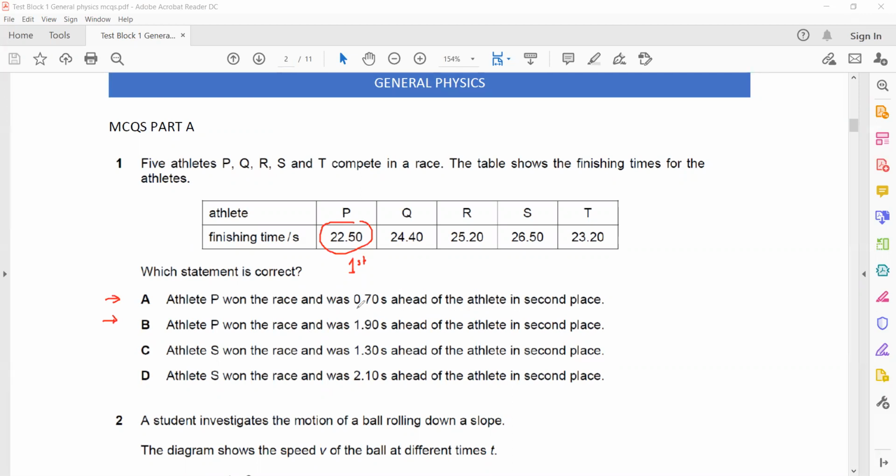Then A or B. Option A says he was 0.7 seconds ahead of the athlete in second place. So first you have to find which athlete finished in second place. Athlete T finished in second place. When you find the time interval difference between them, for example 23.2 minus 22.5, you will find it's 0.70. So which is the correct answer? A is the right answer.